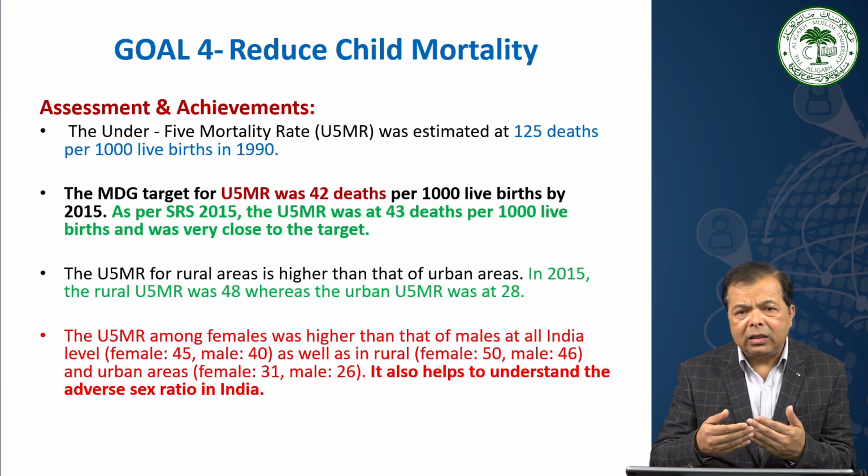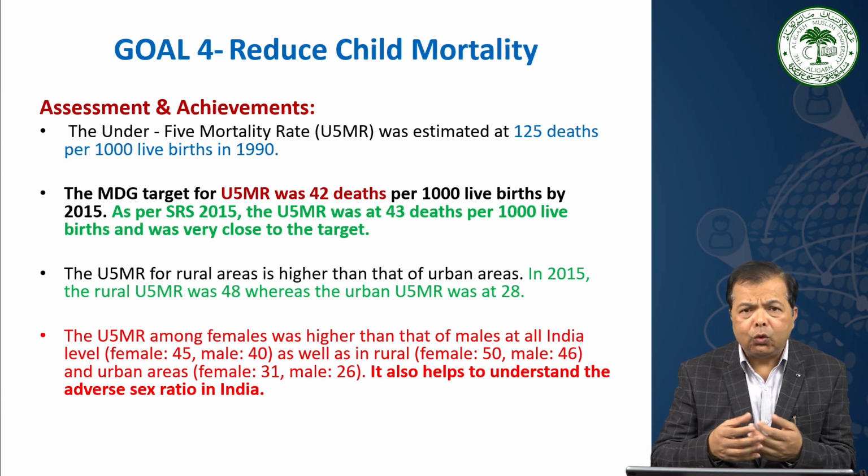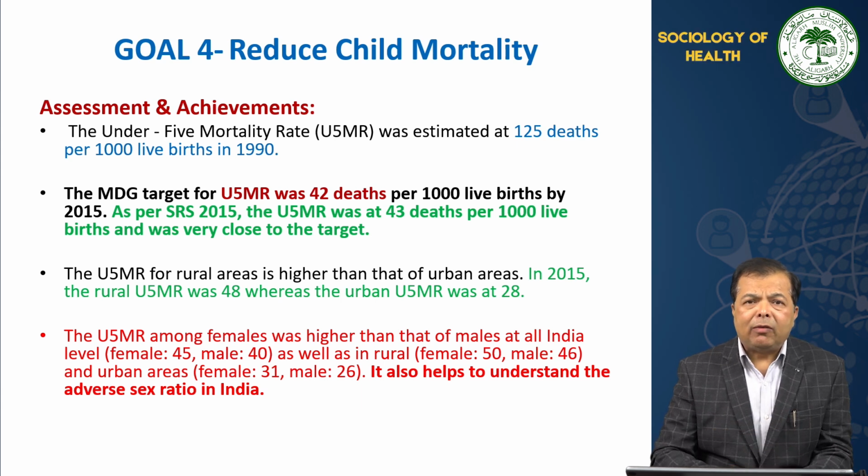So understanding the under 5 mortality rate, especially from the gender and spatial perspective, gives us a very comprehensive understanding of what is happening at the grassroots level. However, in terms of the overall figures, India is close to the Millennium Development Goal target.